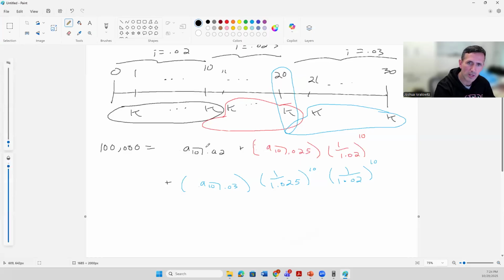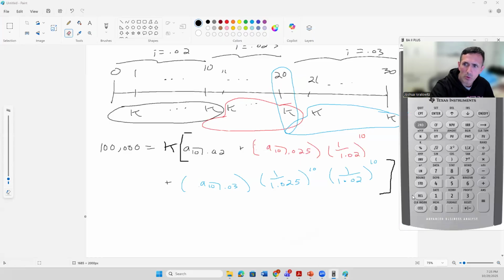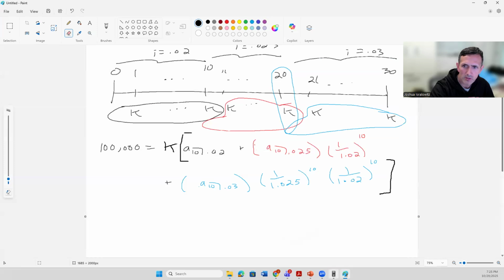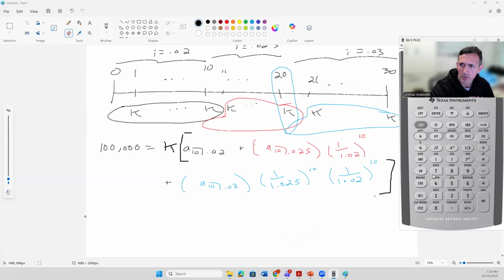So, okay, I have this mess here. That's big, but that's okay. Smaller. Okay, and definitely storing the storage keys is your friend. 0.02 now. All right, so let's just get to it.